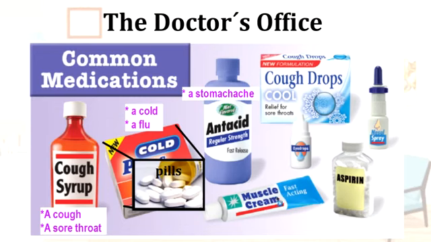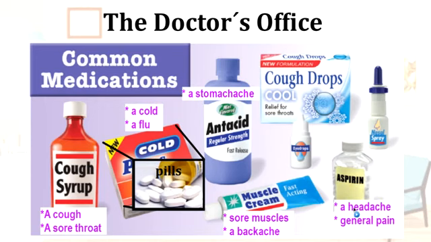Next we have muscle cream. And muscle cream we take for sore muscles or a backache. Sore muscles is when you have pain in your muscles. The muscles are sore. So we say sore muscles. Next, we have aspirin. And aspirin, of course, we take for a headache or general pain in all of the body.